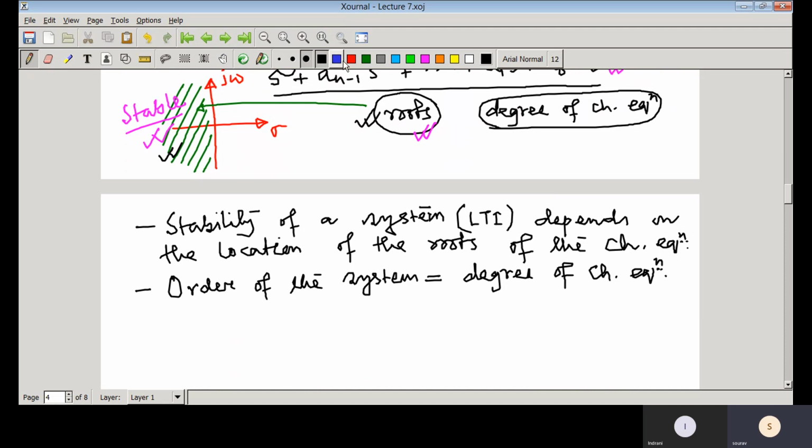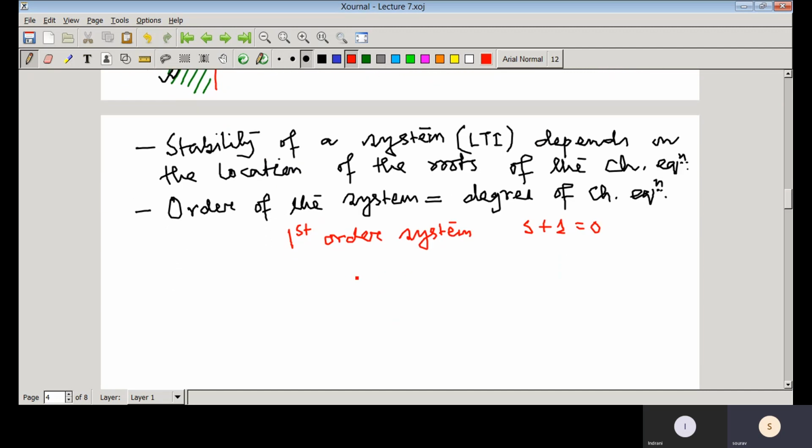So for example, here we can say, if we have a first order system, that means the characteristic equation, for example, is s + 1 = 0. It is for a first order system. That means the transfer function of a first order system is, suppose, G(s) = 2/(s + 1), or say another one is G2(s) = (s + 2)/(s + 3).